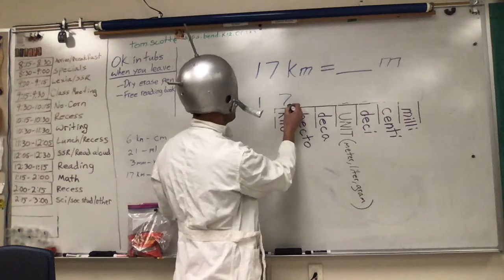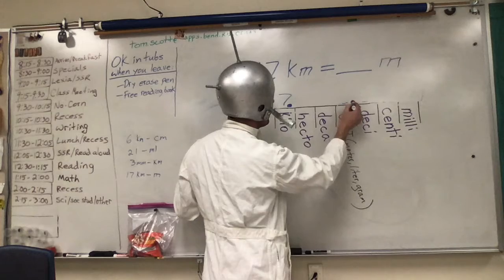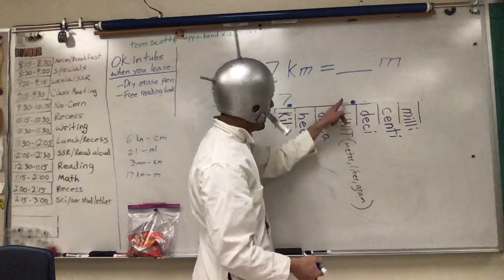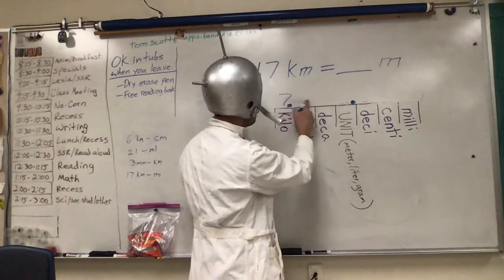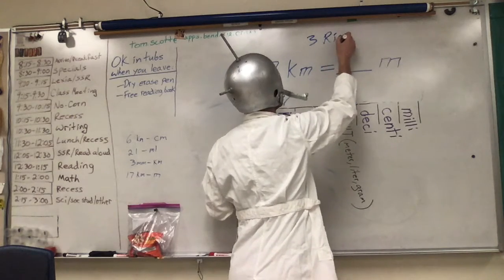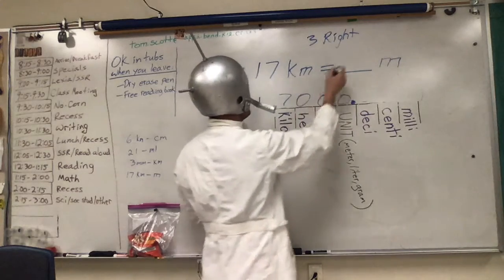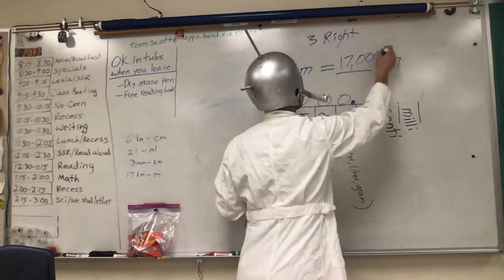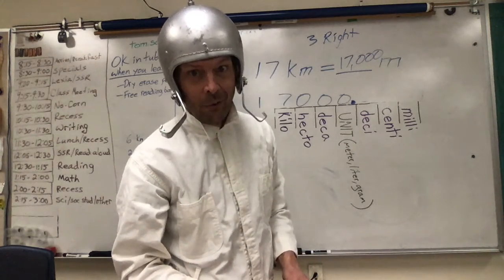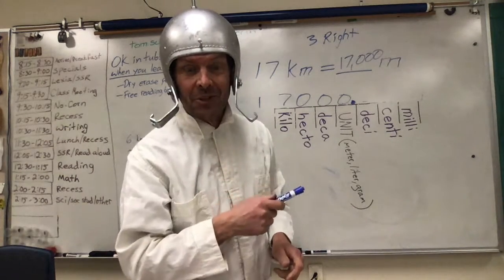There's our decimal point. 1, 2, and 3. It's to the meter spot. We weren't turning it into decameters. We weren't turning it into centimeters. Into meters right here. We went over 1, 2, 3. 3 spots. We went 3 to the right, and fill it in with zeros. It looks like 17 kilometers is equal to 17,000 meters. I can't wait to see what you guys do with this.